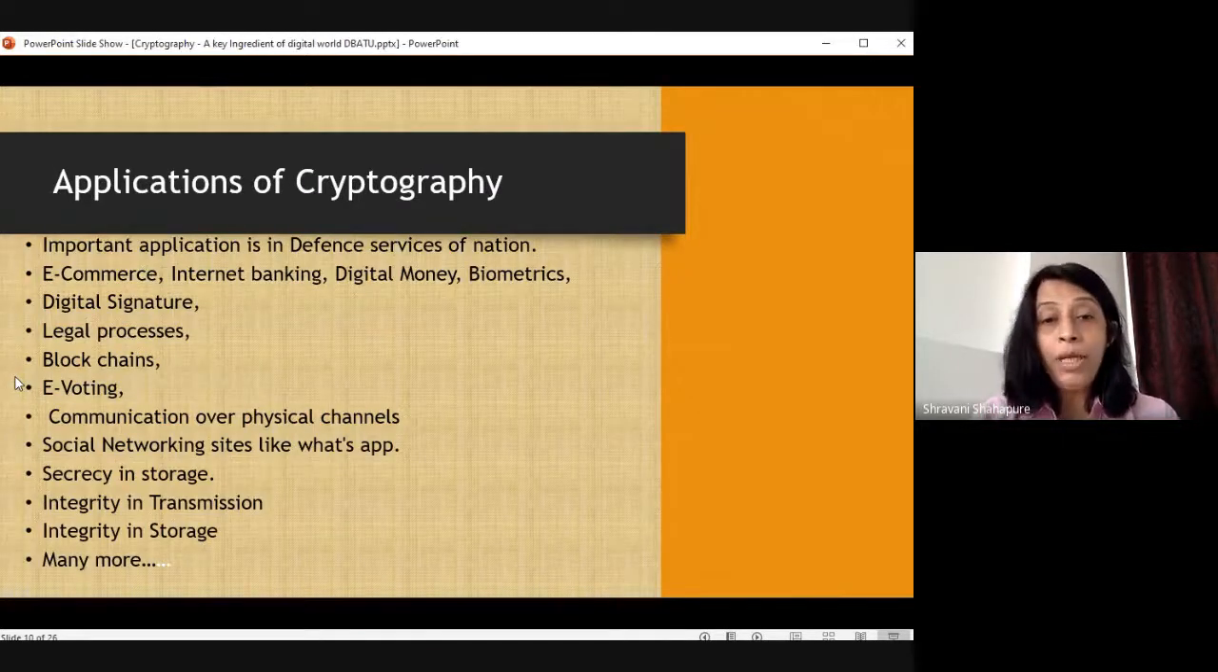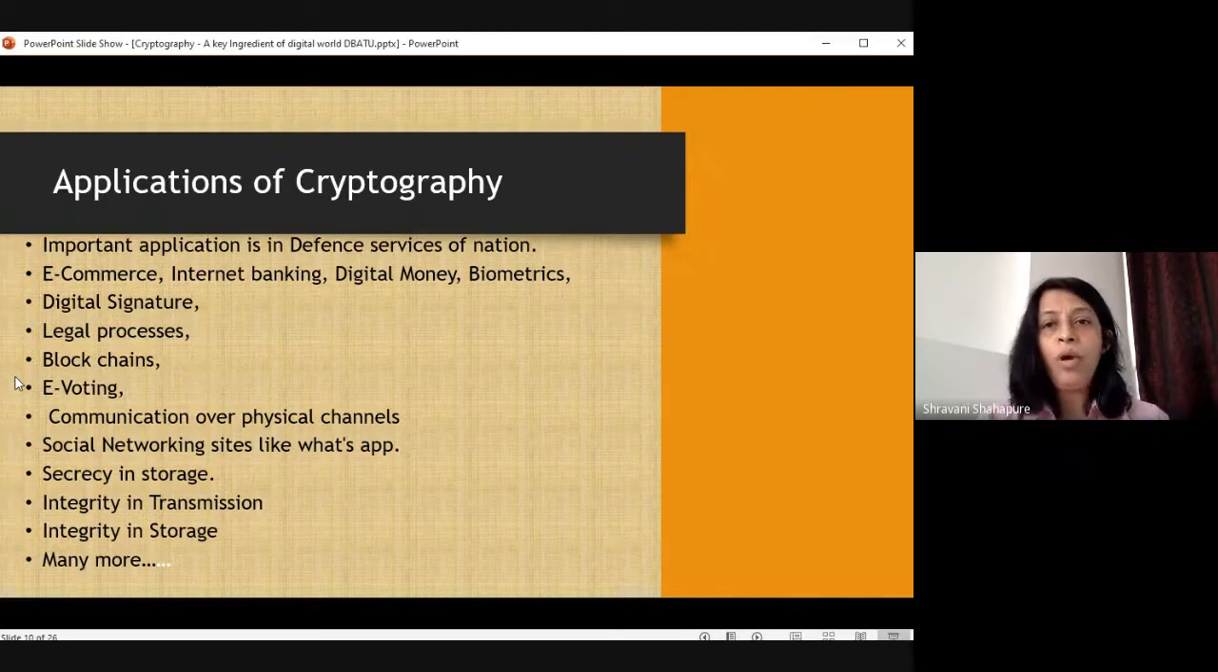So what are the different applications of cryptography? An important application, as we know, since decades or ancient histories, is that it was normally used by the defense services and to keep the kings' and queens' secrets intact.